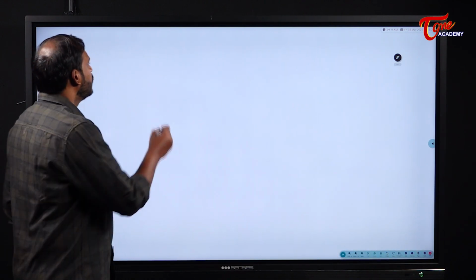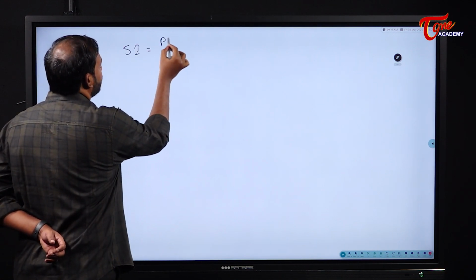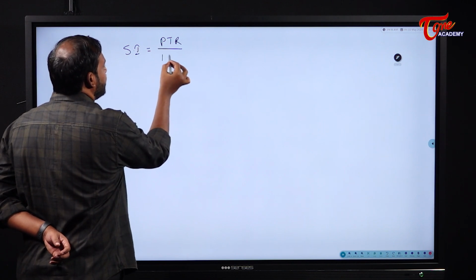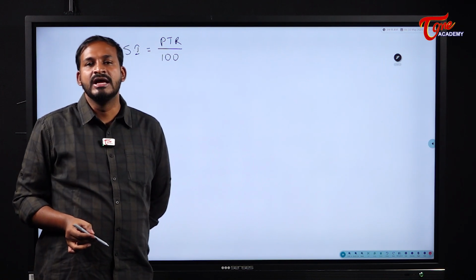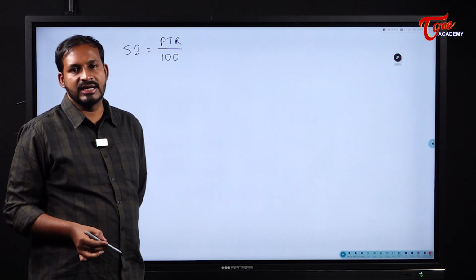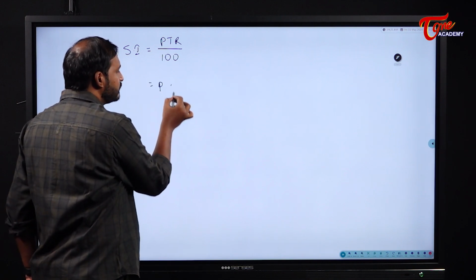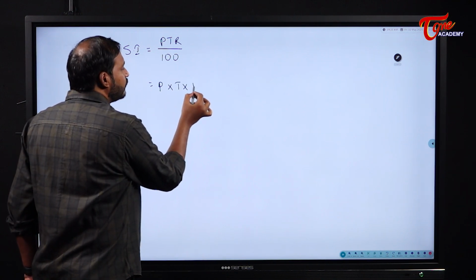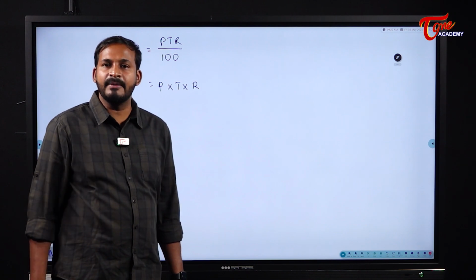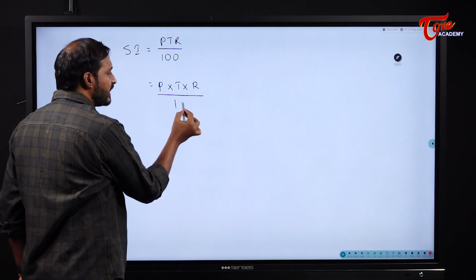We all know what is the simple interest formula. Most commonly heard formula, what is it? PTR by 100, where P is the principal, T is the time period, and R is the rate of interest. Why? See here, principal into time period into rate of interest. I told you, rate of interest will be calculated per 100. That is the reason we have by 100. Okay sir, we can write like this.